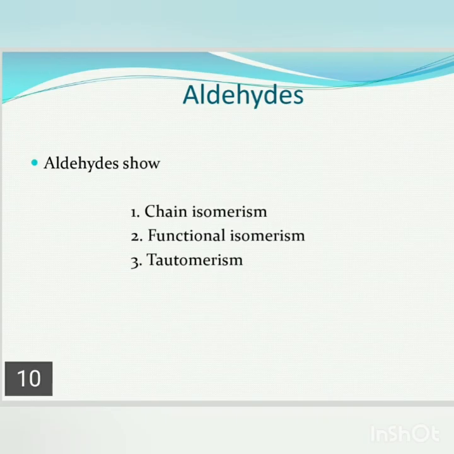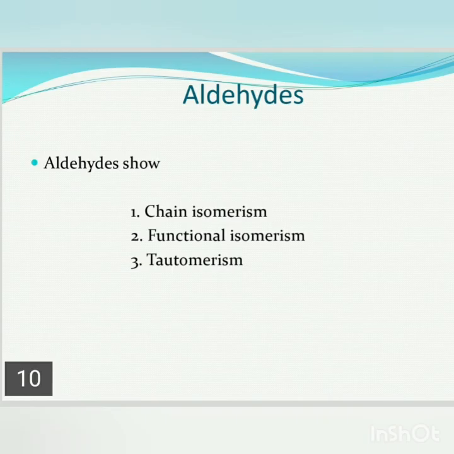CH3CH2CH2CHO. That is butanal. In this we have 4 carbon atoms. So that's why it is butanal. The IUPAC name is butanal. Right. And another example is CH3CH(CH3), it is a substituted one, and CHO. The name of this compound is 2-methyl propanal. At the second position we have a CH3 group. That's why it is 2-methyl propanal.